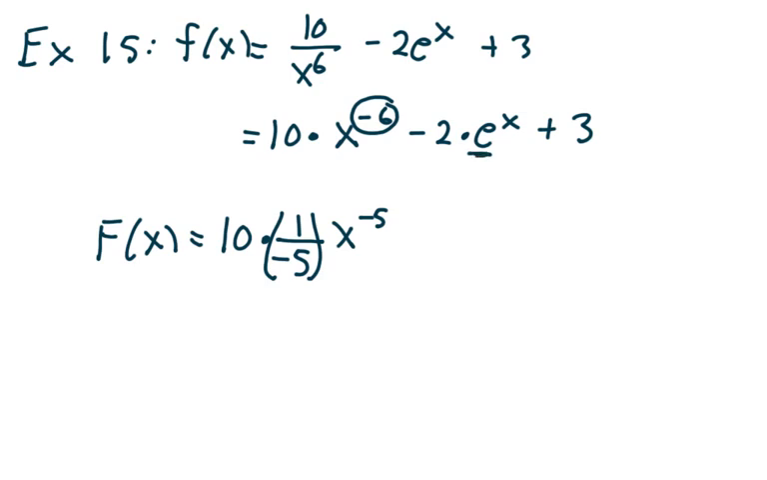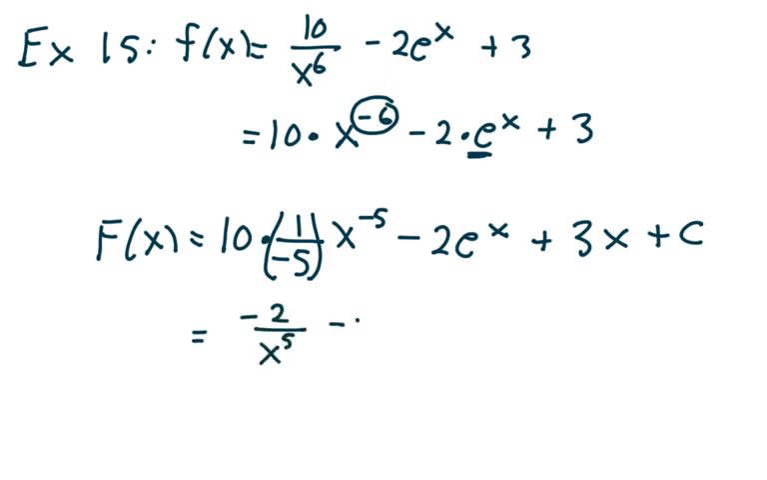Think of a function whose derivative is e to the x. Well, that's just e to the x. So I'm going to take e to the x, multiply by 2. Think of a function whose derivative is 3. That's 3x. Then I'm going to add c. So this is negative 2 over x to the 5th minus 2e to the x plus 3x plus c. And this whole thing is equal to capital F of x.